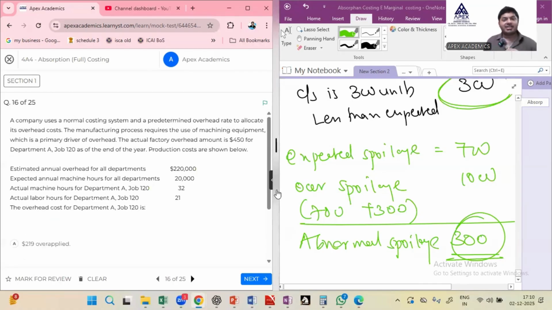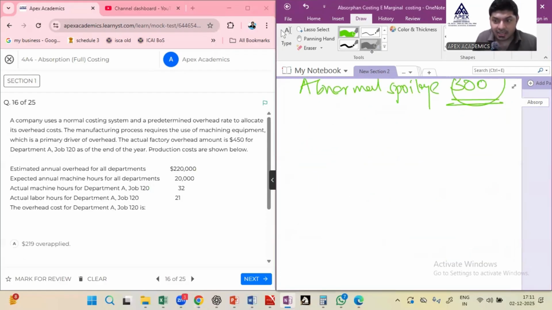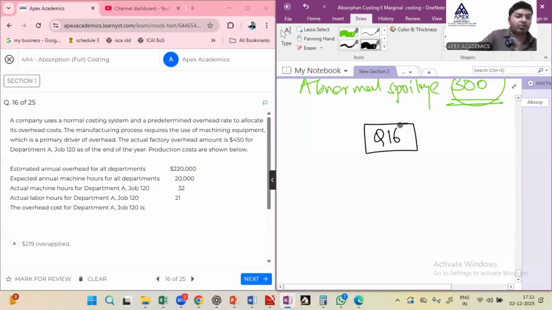Sir, question number 16, again a calculation centric question. What are they saying in question number 16? Let us all please pay attention. Question number 16 says that a company uses a normal costing system and a predetermined overhead rate to allocate its overhead cost. How simple a statement. We have calculated our overhead cost on some basis. It could be direct labor, it could be machine hours, it could be anything, it is our choice, we are management.